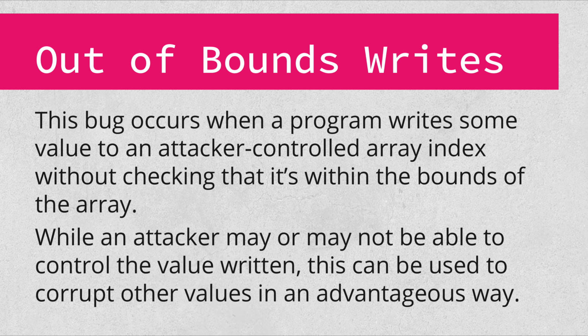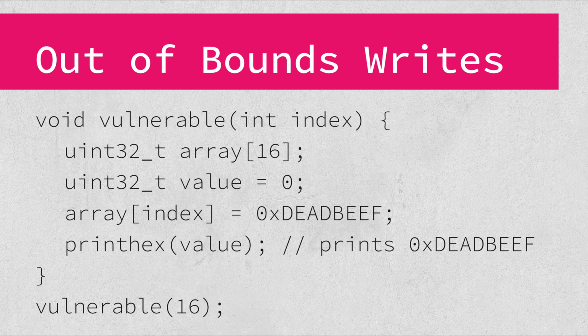there's almost always some clever way to harness this. In this example, we have a vulnerable function that takes in an index as a parameter. Inside it, we have an array of 16 32-bit integers, then another 32-bit integer that we initialize to 0. We write 0xdeadbeef to the array index specified in the function call, then print out a hex representation of the value variable. If we called this with anything in the range of 0 to 15, the good indices of this array, the value would still be 0. But because we're writing to whatever value is just after the end of the array, we end up overwriting the value variable, and we see that the value is 0xdeadbeef as expected.